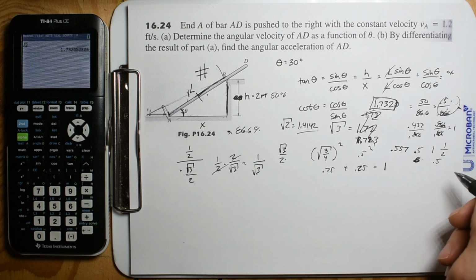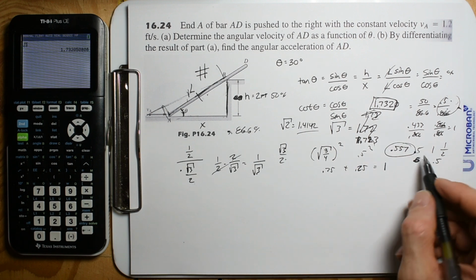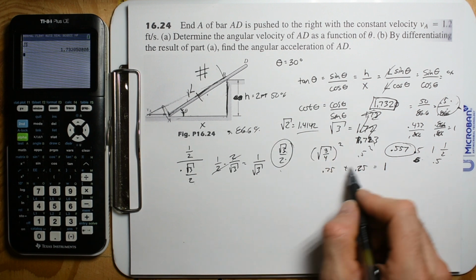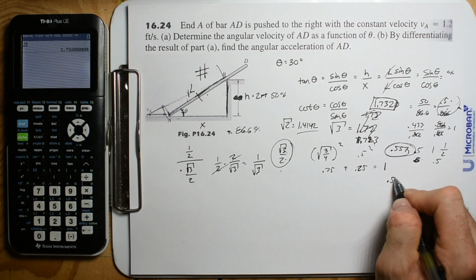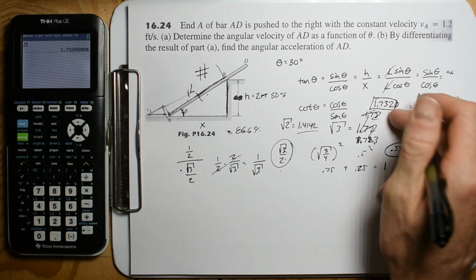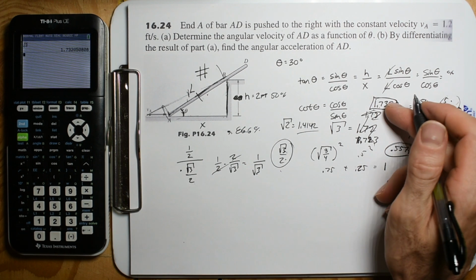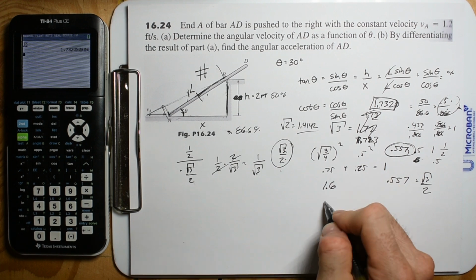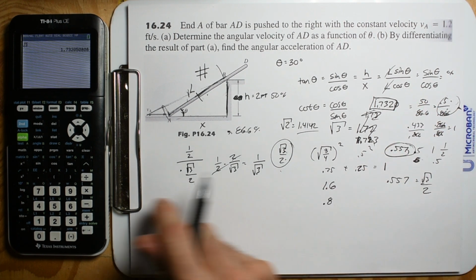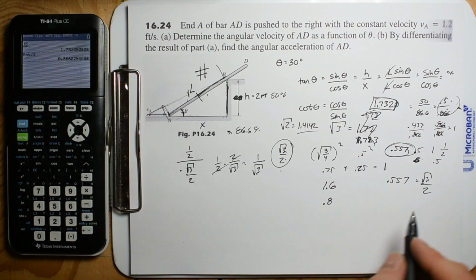Oh, and what did we say this was? That was going to be, yeah, right here: square root of 3 divided by 2. And I thought it was 0.557. Square root of 3 divided by 2, we can do this one in our head. 1.6 divided by 2 is 0.8. Oh, so maybe we are off. What is this divided by 2?